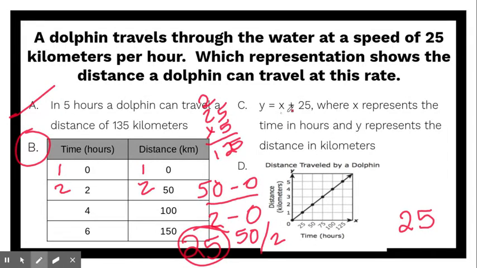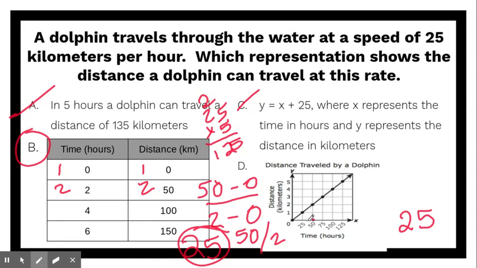C, y equals x plus 25, where x represents the time in hours and y represents the distance in kilometers. So remember what I told you about equations. The rate of change, which is 25 over here, is always going to be attached to the x, okay? And since the 25 is not with the x, we know it's not that one, okay? And then our graphs, okay? It should be 25 for every hour, okay?